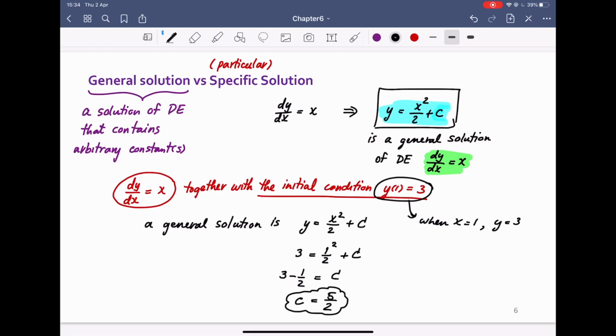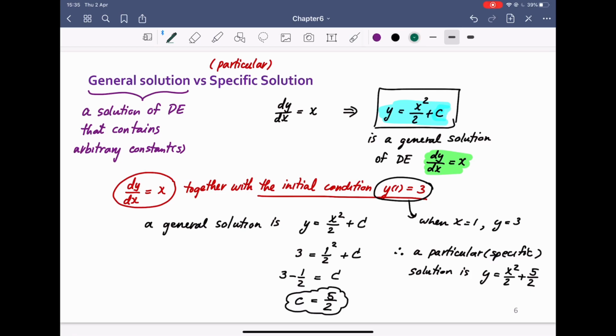Once you solve for the value of c, then you plug c back into the general solution. So to sum up, a particular solution or specific solution is y equal to x squared over 2 plus 5 over 2. This is a particular solution for the initial value problem dy by dx equal to x with the initial condition y(1) equal to 3.